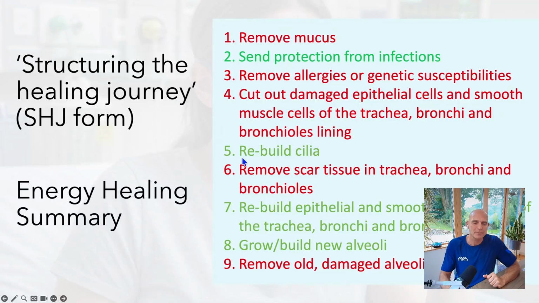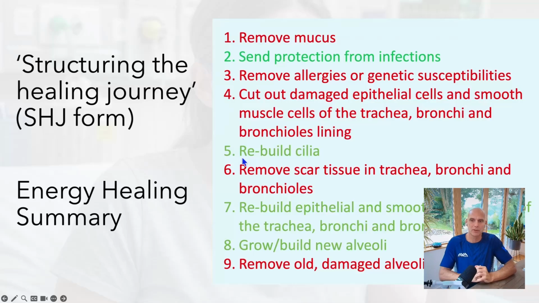Number three, remove allergies or genetic susceptibilities. We want to remove the cause, don't we? So that's part of it. Number four, cut out damaged epithelial cells and smooth muscle cells of the trachea, bronchi and bronchioles lining. All those cells that have been damaged over decades of inflammation, we want to cut them all out.